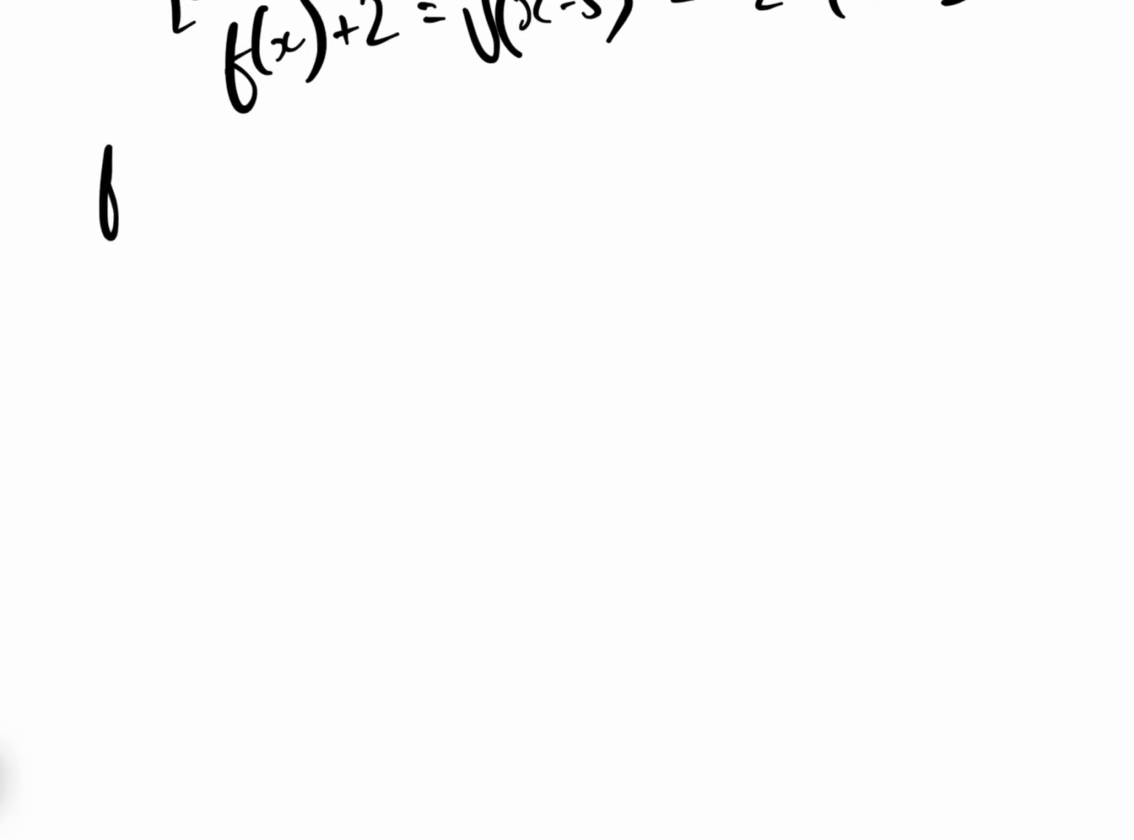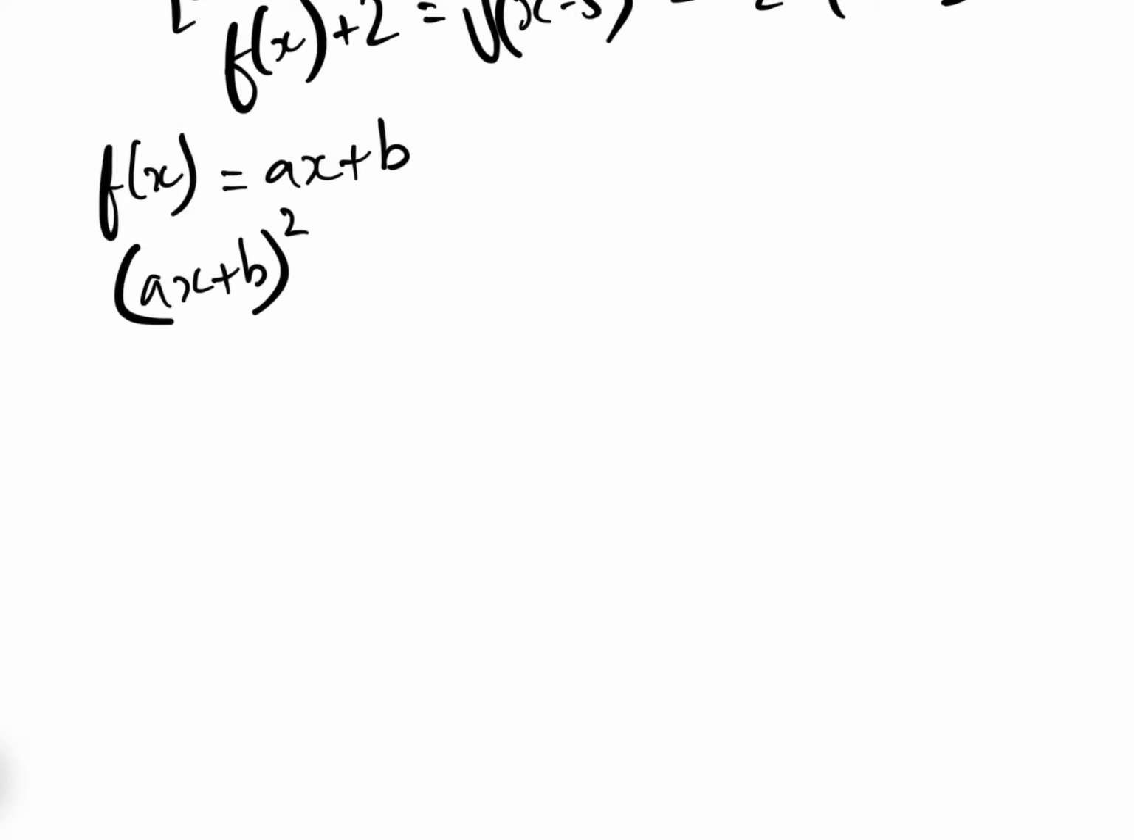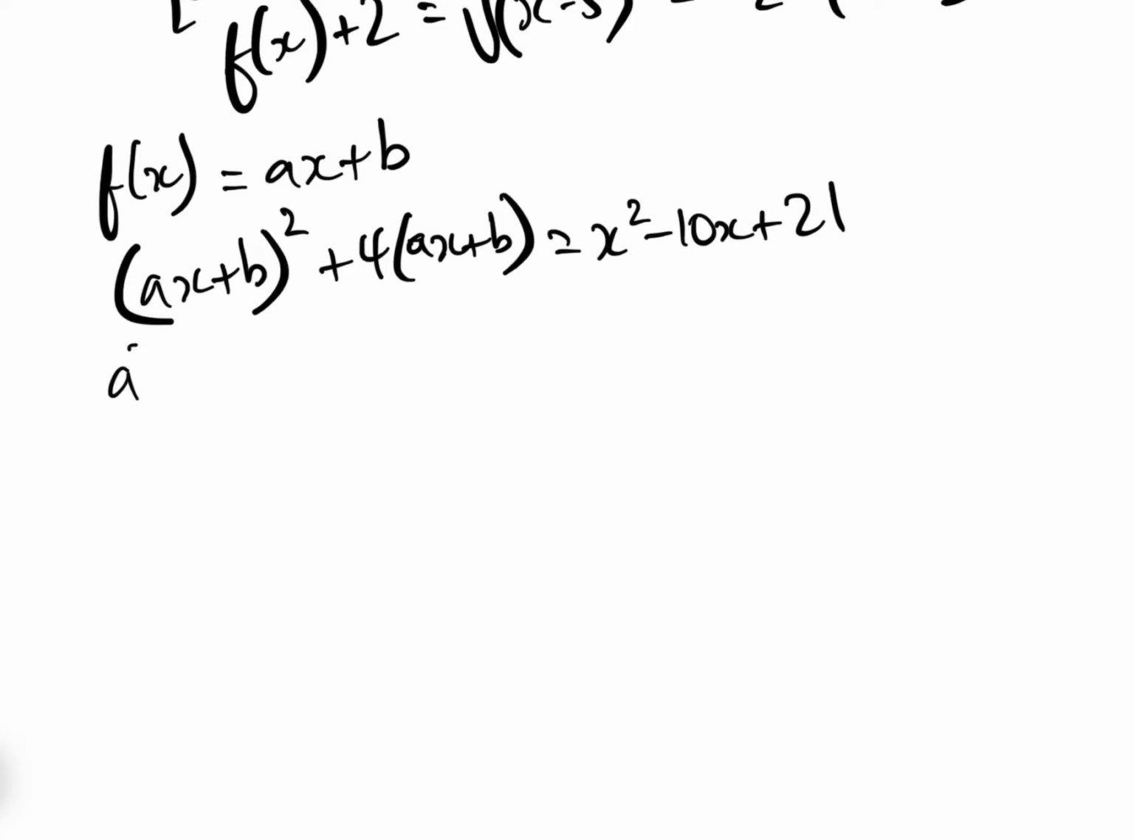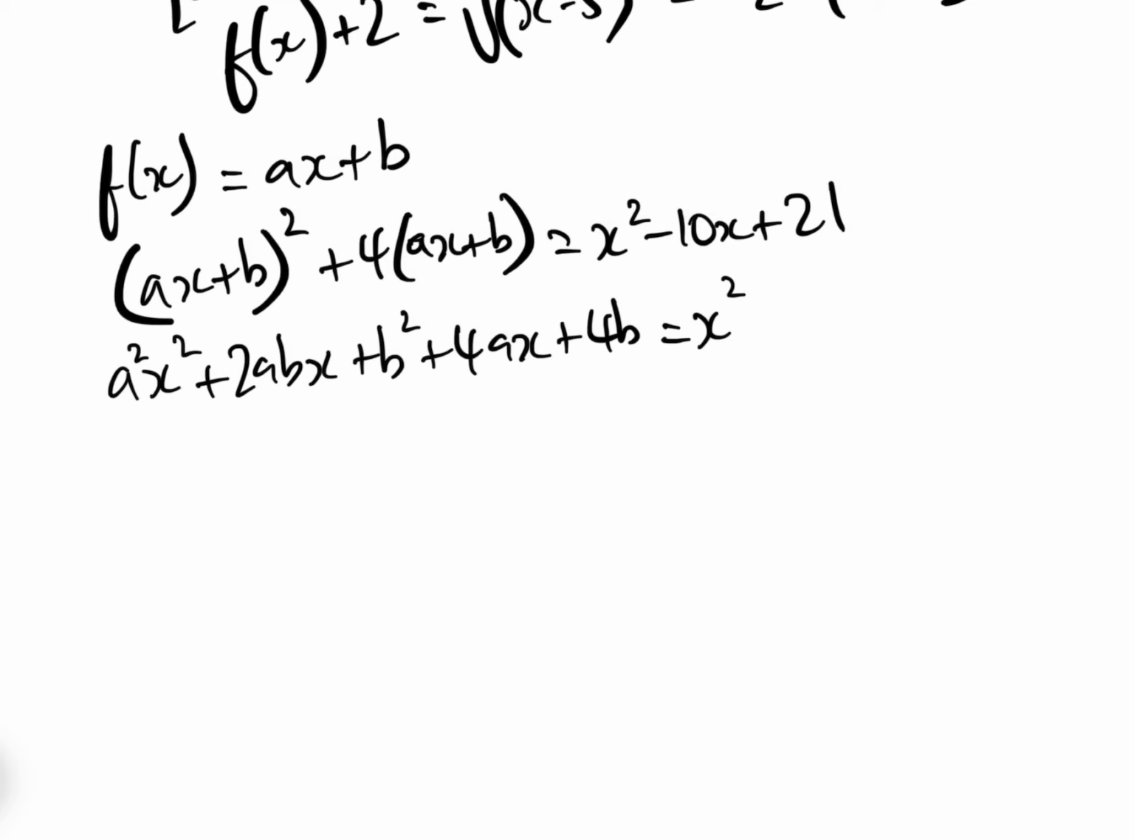So basically what they would say is, okay, by some magic, we're going to assume that f of x is ax plus b. And then what we are going to do is put ax plus b squared, add 4 ax plus b, equals x squared minus 10x add 21, which was the question. We're going to expand it out. a squared x squared add 2abx add b squared add 4ax add 4b equals x squared minus 10x add 21.